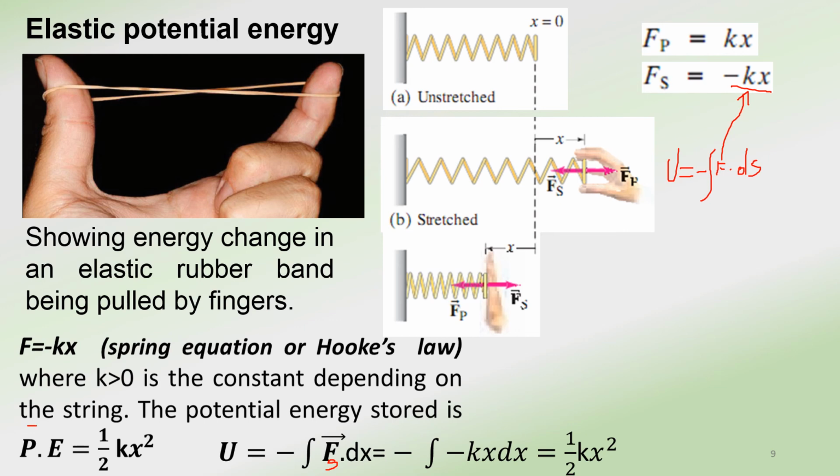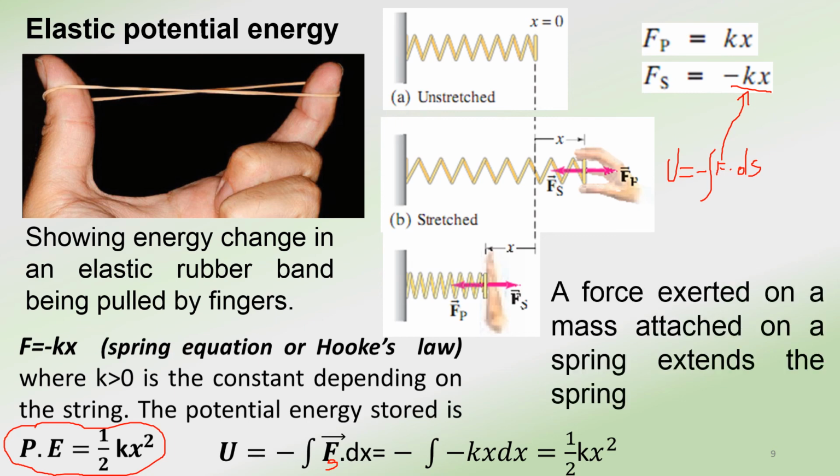That is the reason why the potential energy in a spring or in elastic bodies is equal to 1 over 2 kx squared, where k is called the spring constant and is measured in the unit of force over the unit of distance, where k is positive. It must always be positive. Then a force is exerted on a mass attached to a spring, which is the one that extends the spring.